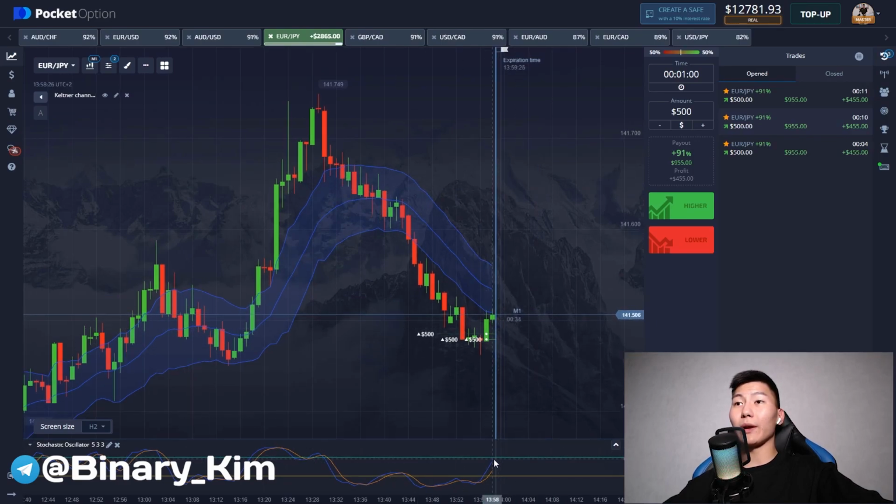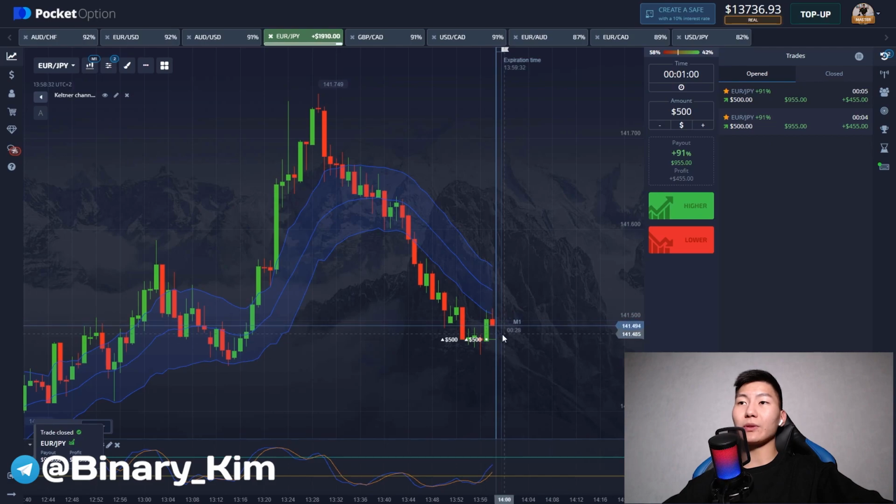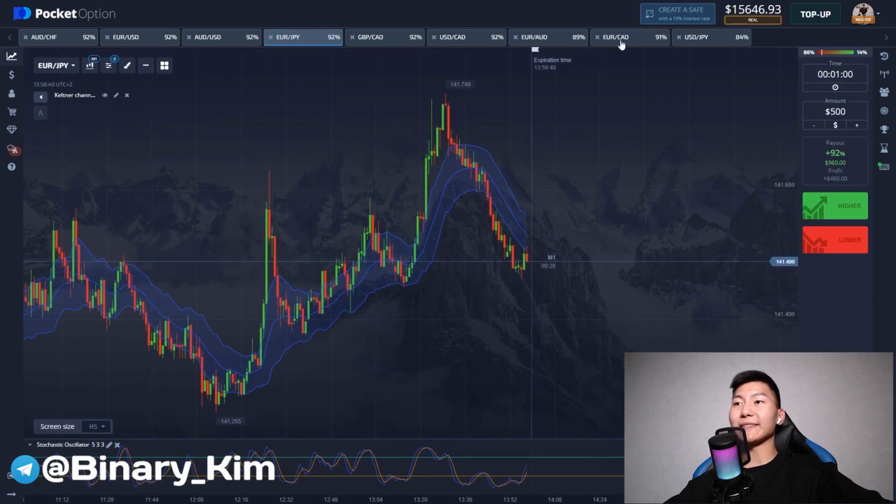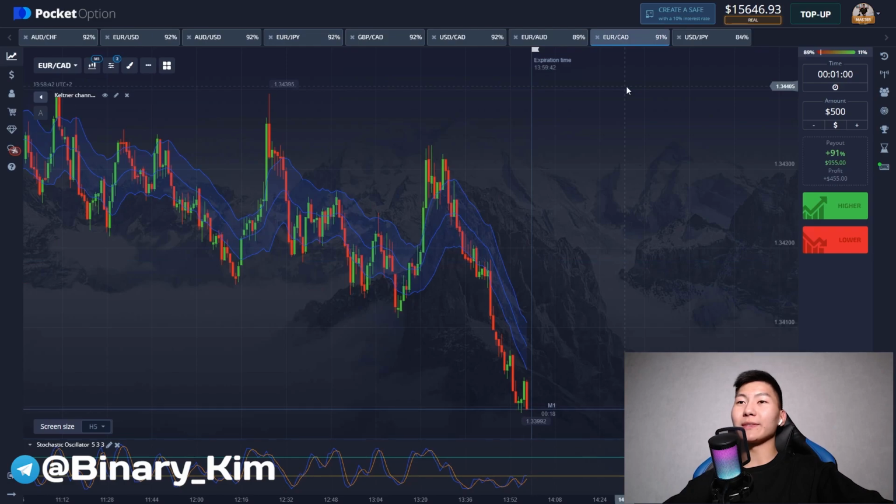By the way, look at this massive pump. The stochastic almost reached the overbought zone, so the position entry was calculated perfectly. And all the positions have been closed in profits. Good job, guys. I like these movements, and we got really good profit on the balance. And let's open a few more positions and find the next currency pair.